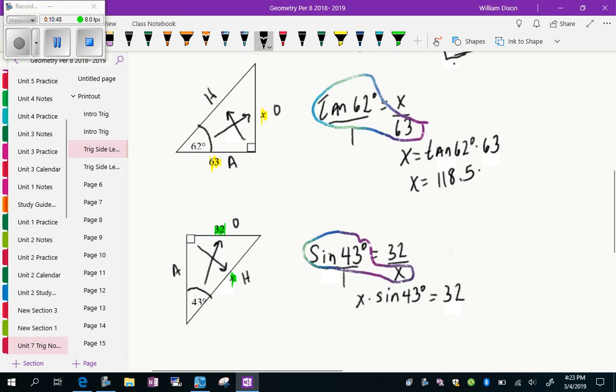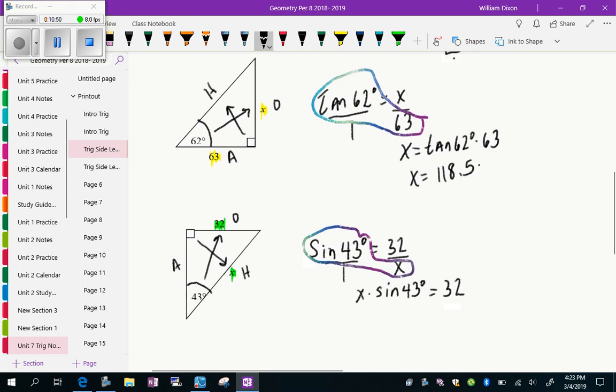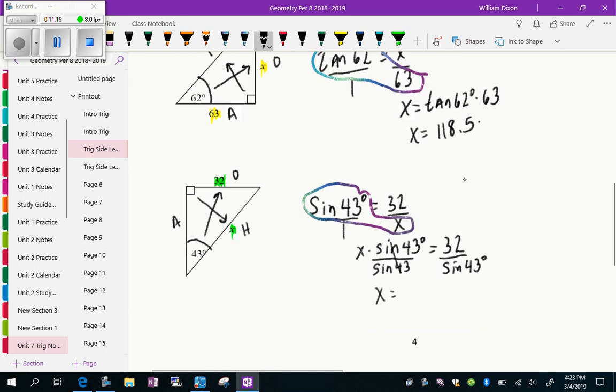All right, now just be a little careful here. That's x times the sine of 43 degrees. We're looking to solve for x. So we know the opposite of multiplication is division. So we're going to divide both sides by the sine of 43 degrees. All right, that's going to be 1. So x is going to equal 32 divided by the sine of 43 degrees.